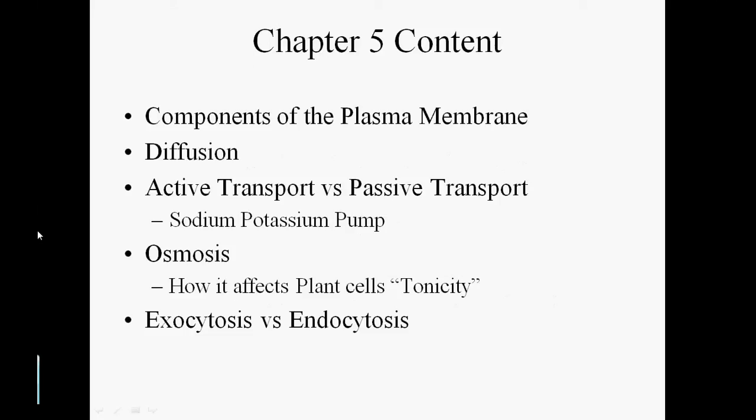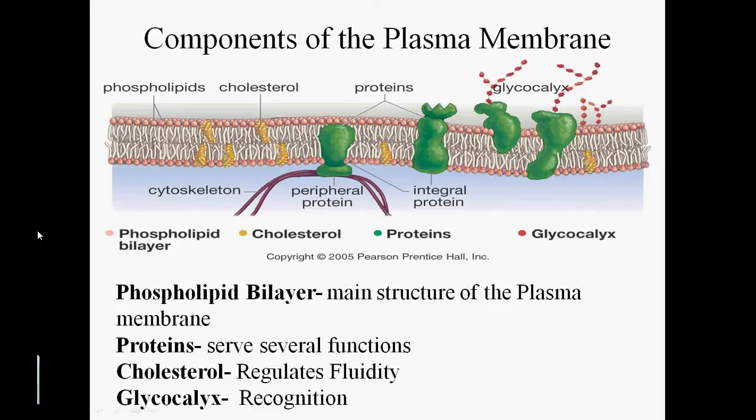Chapter 5 discussed the plasma membrane. So first we're going to discuss the components of the plasma membrane. We're going to discuss diffusion, active transport versus passive transport, and a little bit on the sodium-potassium pump. Then we're going to discuss osmosis and how it affects plant cells, particularly in the tonicity. And then we're going to discuss exocytosis and endocytosis.